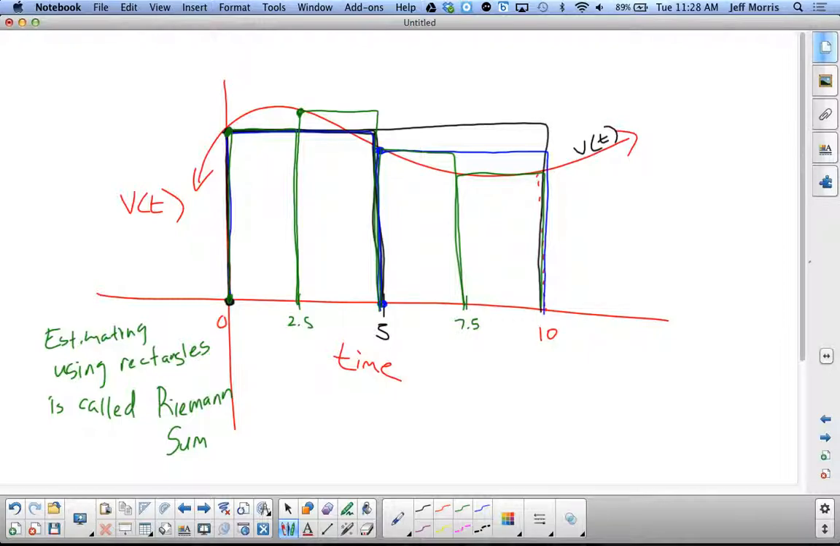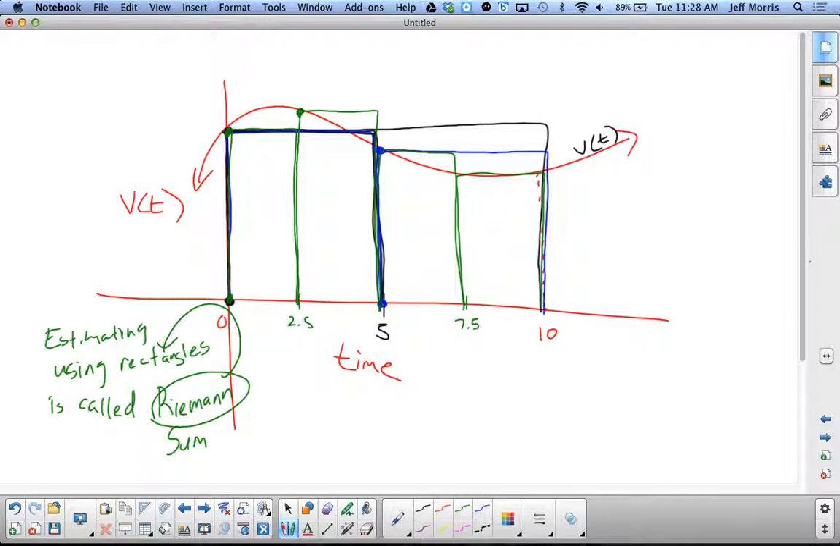Okay, estimating using rectangles is called the Riemann sum. Anytime on the AP exam they ask you to estimate using rectangles, you're finding a Riemann sum. Now, they might just say, find the Riemann sum using a right endpoint. And you have to know that Riemann means what? Rectangles. That's all it means.